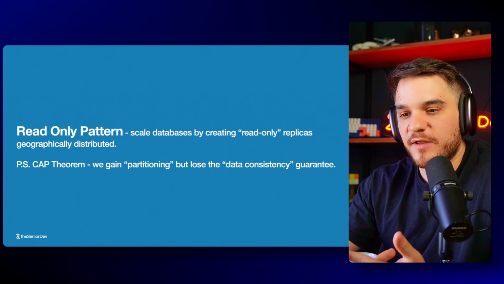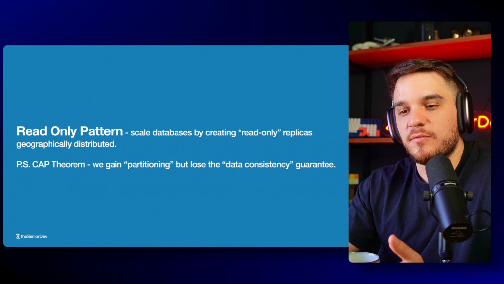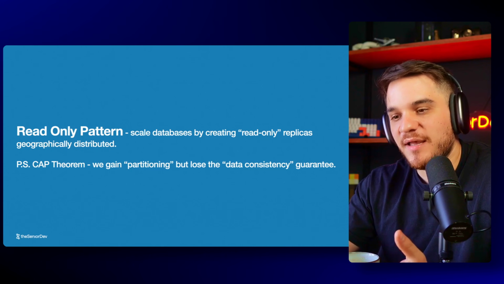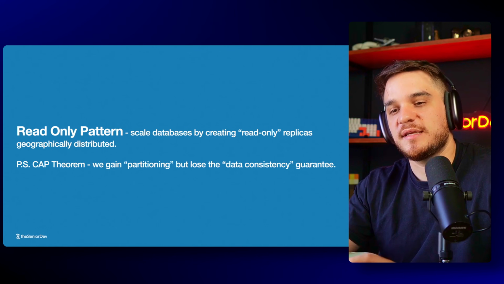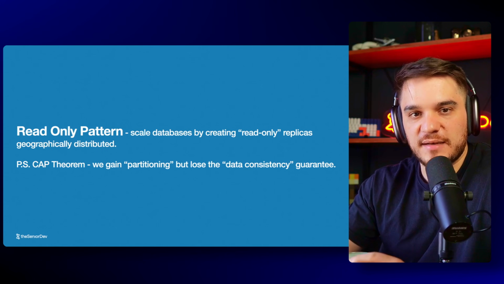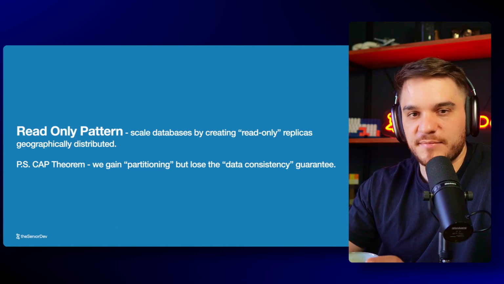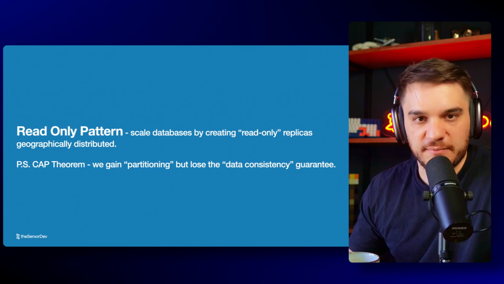Now, if you remember the CAP theorem, it basically says that we can only have two guarantees at the same time. So we can either have consistency, availability, or partitioning at the same time. And in this case, because we have the partitioning guarantee, we'll use the availability guarantee. That means our data might not be consistent because it takes time to synchronize whatever was written in the main database with the read-only replicas.